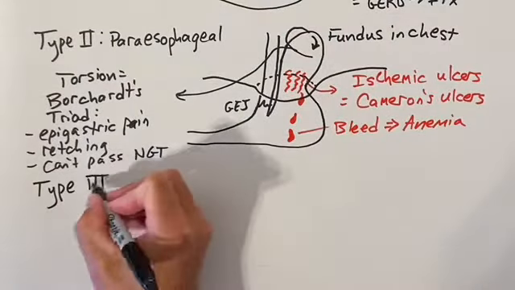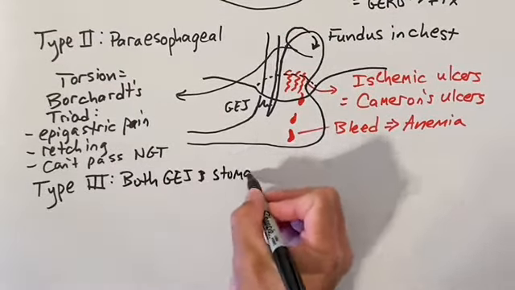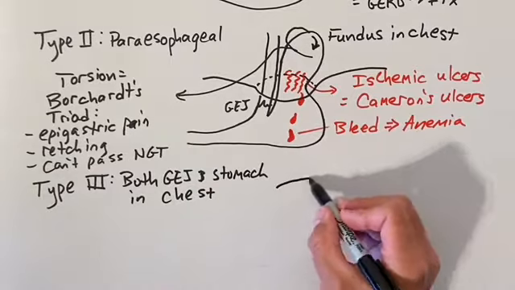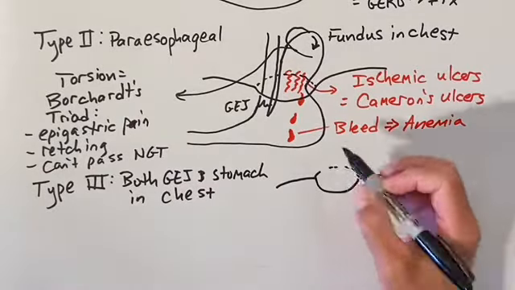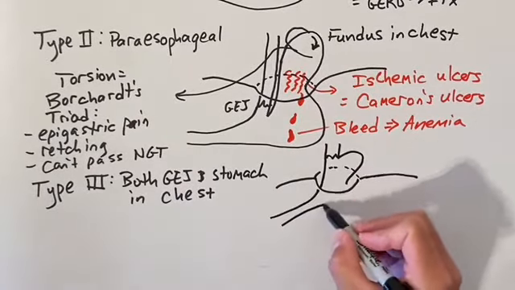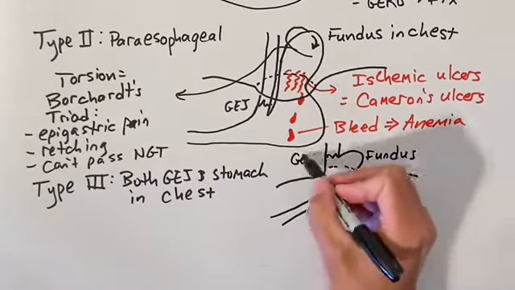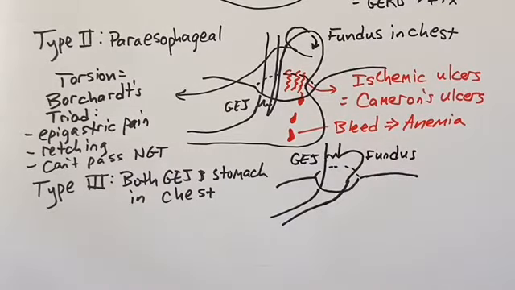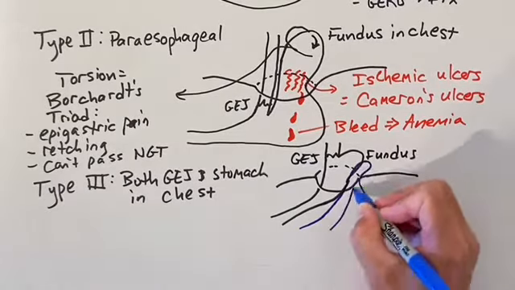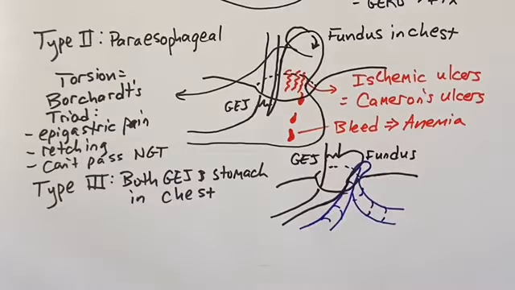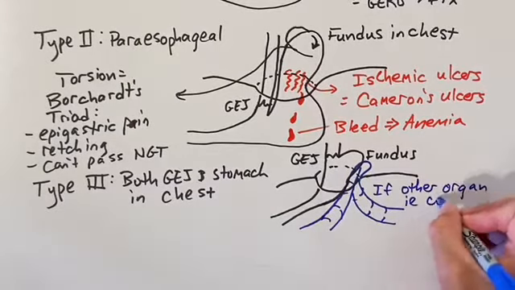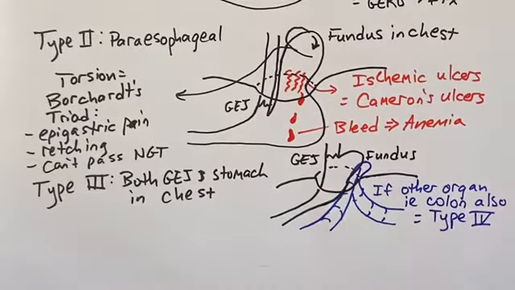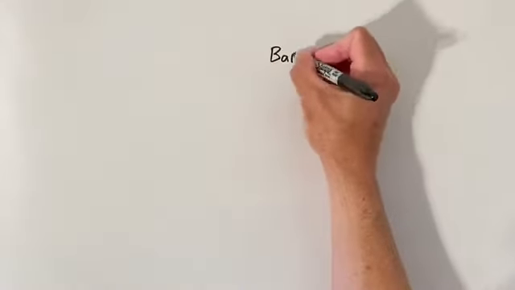Type 3 is when both the GE junction and part of the stomach herniate into the chest. Type 4 is the GE junction, portion of stomach, and some other organs such as spleen or colon or small intestine are all herniated into the chest. Any symptomatic type 3 or type 4 should have surgery if the patient is a surgical candidate. Although frequently you will find these in very elderly, frail patients, so if asymptomatic, you may be better just to leave them alone.